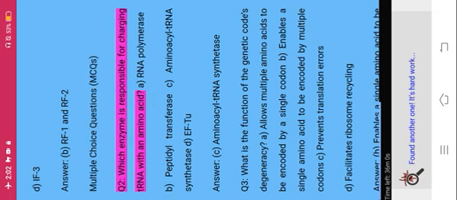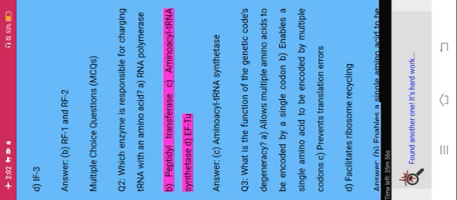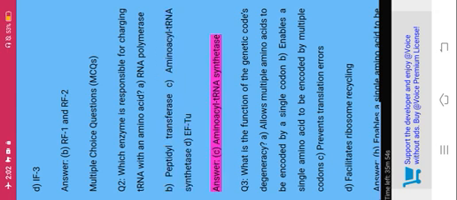Multiple choice questions, MCQs. Q2. Which enzyme is responsible for charging tRNA with an amino acid? A. RNA polymerase. B. Peptidyltransferase. C. Aminoacyl tRNA synthetase. D. EF2. Answer: C, aminoacyl tRNA synthetase.